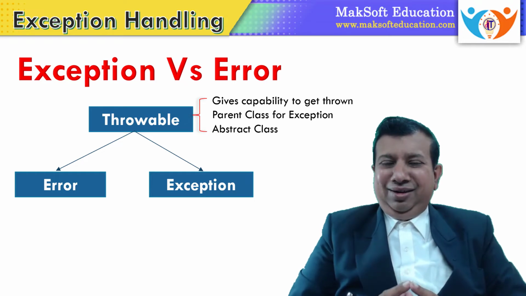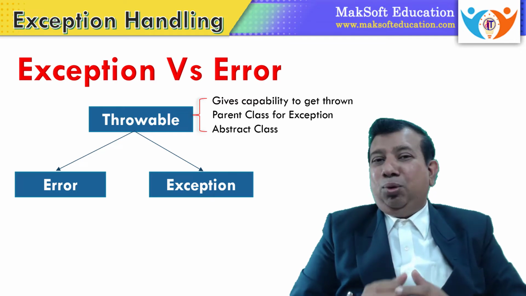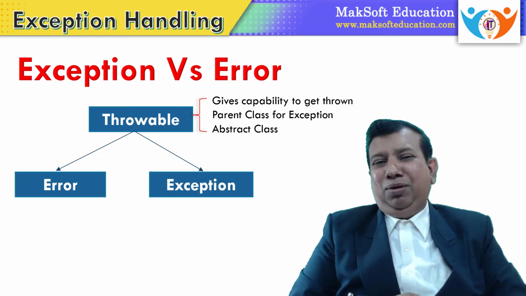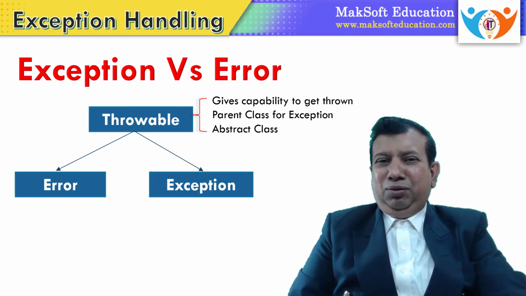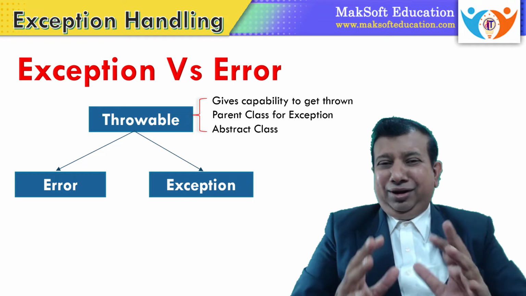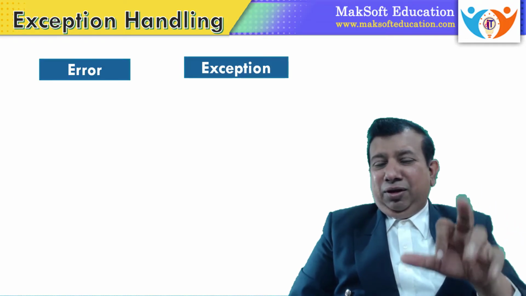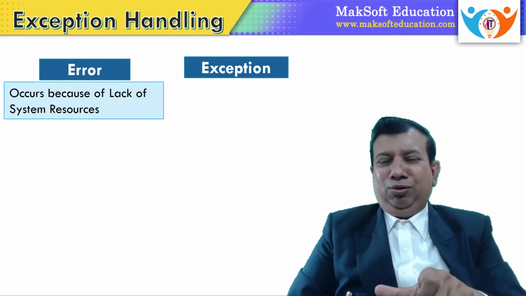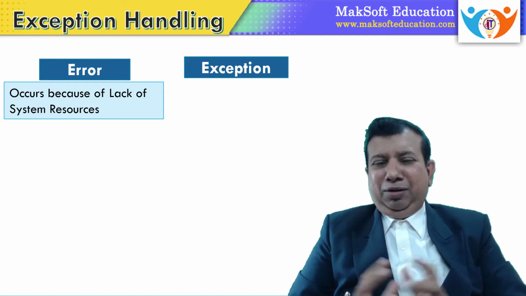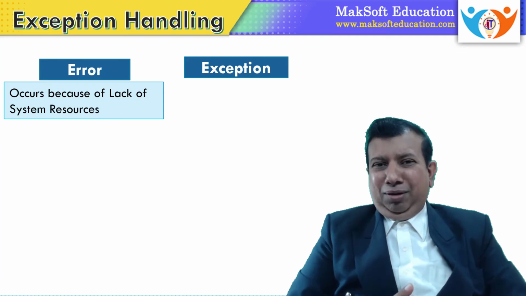On the other hand, exception is caused because of your program, and the programmer is totally responsible for the exception. Let us try to understand the difference between error and exception in detail. Okay, let us begin with the first one. Why does error occur? Error occurs because of lack of system resources. It may be because you are trying to use memory and that much memory is not available.